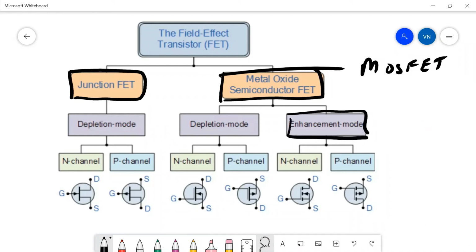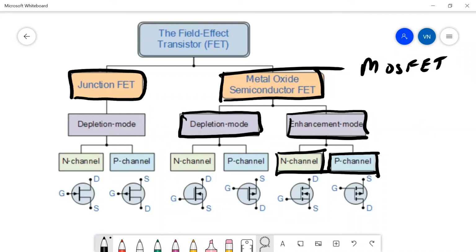There's the enhancement mode, where the part is normally off and the gate voltage turns it on. And then there's depletion mode, where the part normally conducts and you can turn it off with the gate voltage, or you can actually make it conduct better. And each of those, the depletion mode and the enhancement mode, break down into a further 2 groups, which is an N channel and a P channel.